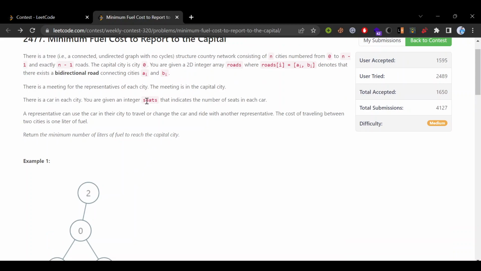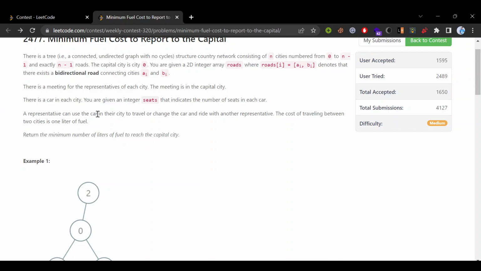You are given an integer seats that indicates the number of seats in each car. So there is a car in each city. We can also term this as every representative of a city has their own car. Every representative has the same type of car with the same number of seats, and that variable is given to you.